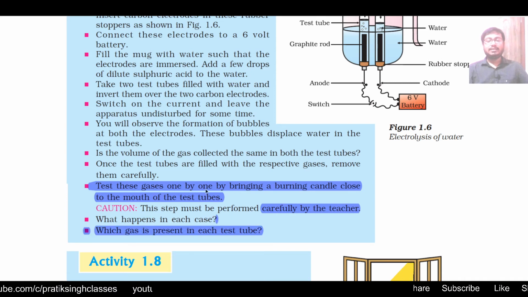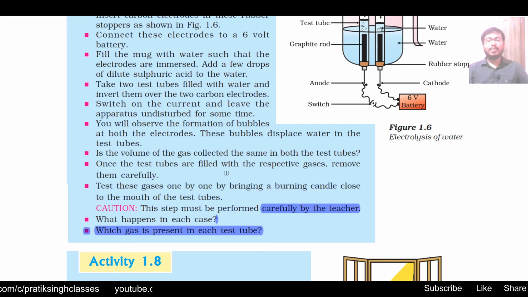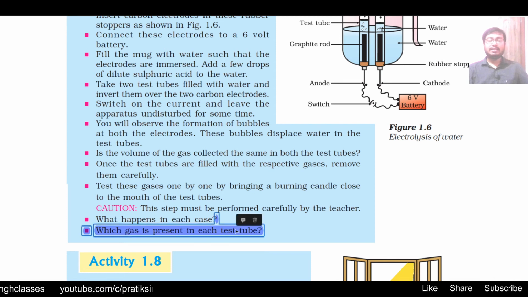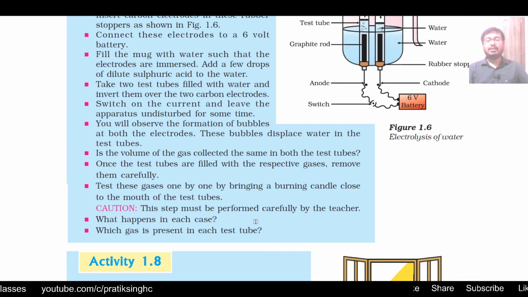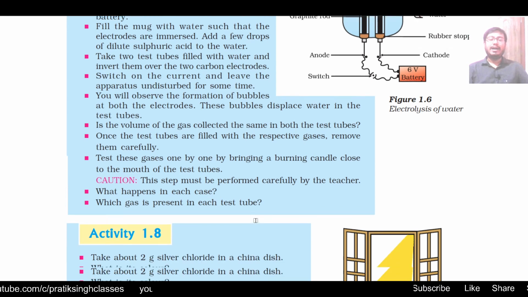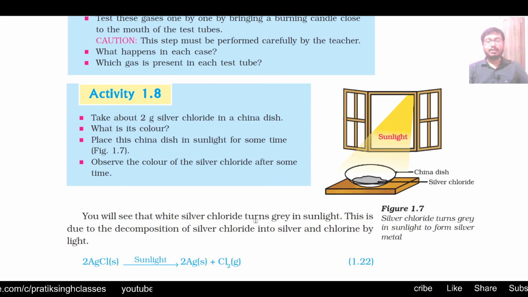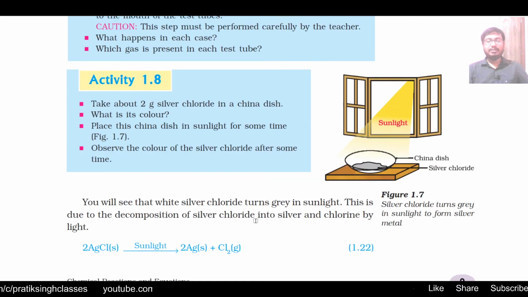The test tube which helps the candle to burn, there oxygen is present, and the test tube in which the burning starts with a pop sound, in that test tube hydrogen gas was filled. Now let us see activity 1.8.